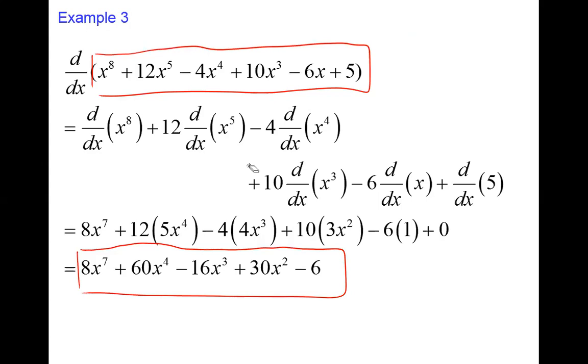Okay, don't worry about the middle part. I put in all of the rules. That means having x to the power of 8, I will differentiate x to the power of 8. Having 12x to the power of 5, you can see what I did. I placed 12 outside and I will focus on x to the power of 5. Negative 4 the same, 10 the same, negative 6 the same, and the derivative of a constant. Of course, the derivative of the constant 5 is 0.